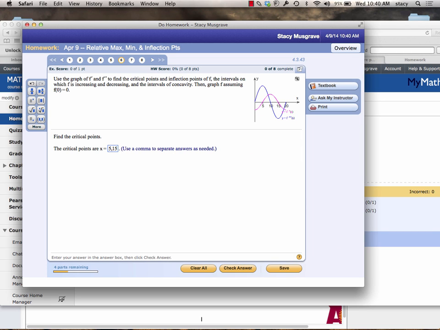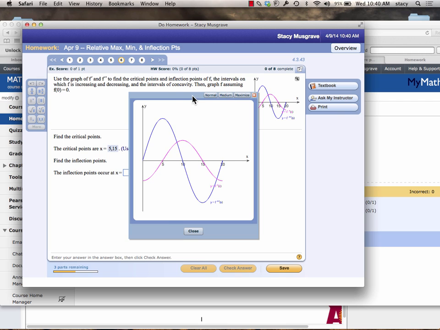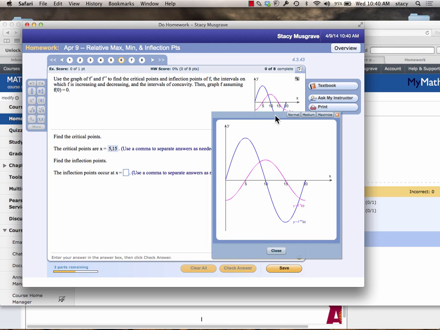5 and 15. Yay. Okay, so then inflection points. What about inflection points? How do I look for those? So potential inflection points occur where the second derivative is 0. So where is the second derivative equal to 0?